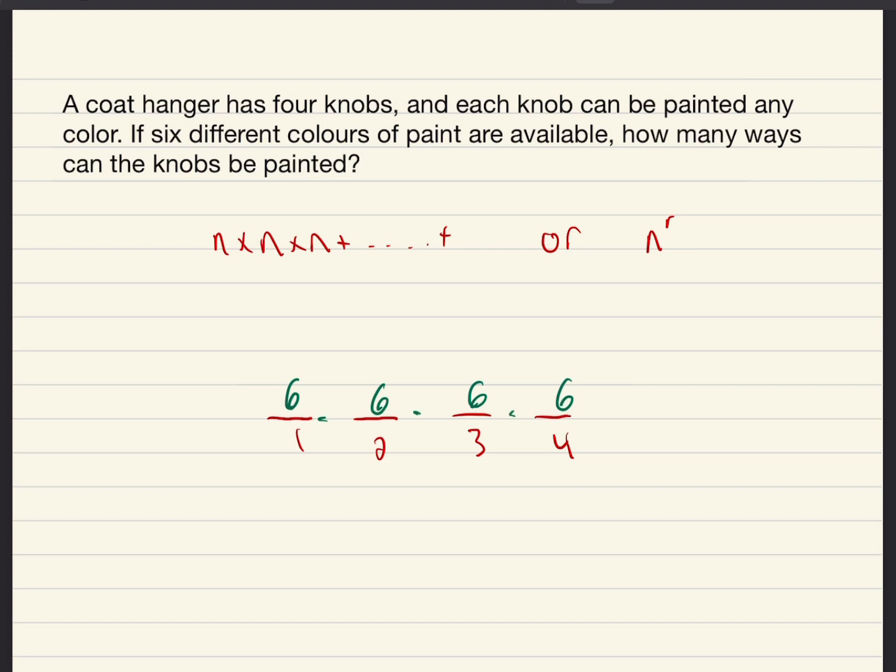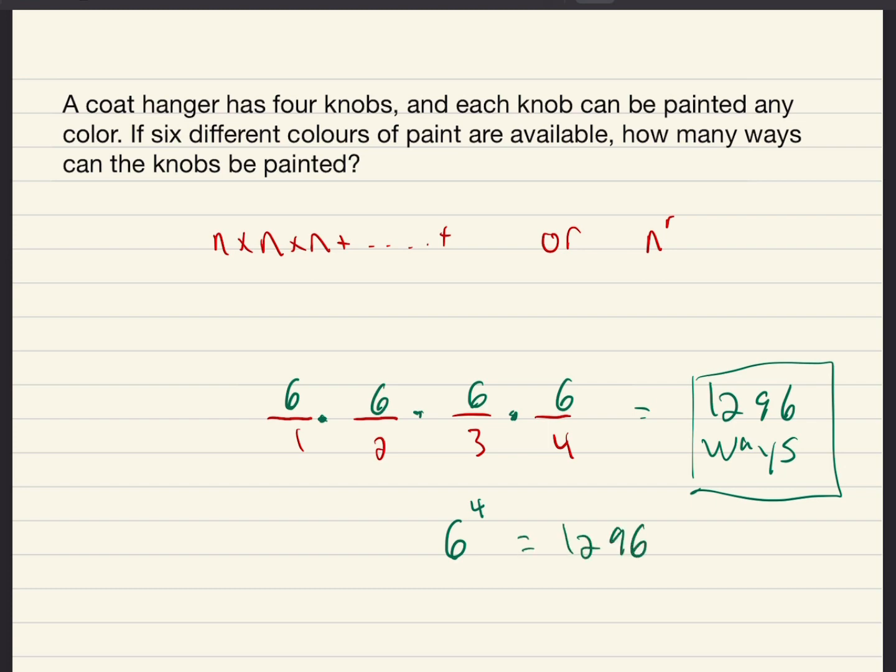And since over here we got 6 times 6 times 6 times 6, that would give us 1,296 possible ways that the knobs can be painted. Now, if we use the exponential, again, same thing. From the 6 colors, we're choosing to paint 4 knobs, and 6 to the 4 gives us 1,296 ways as well.